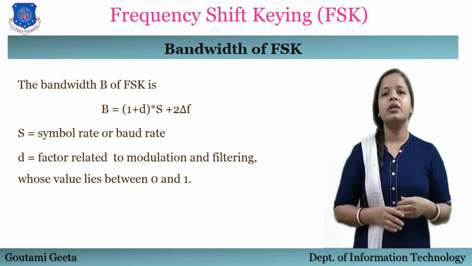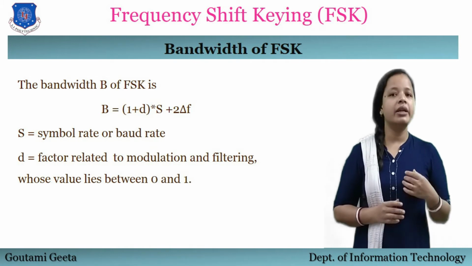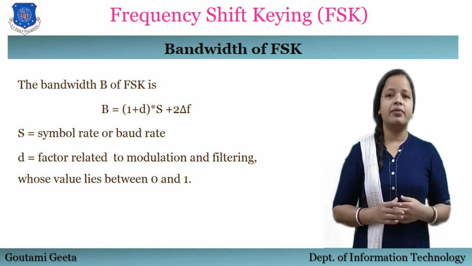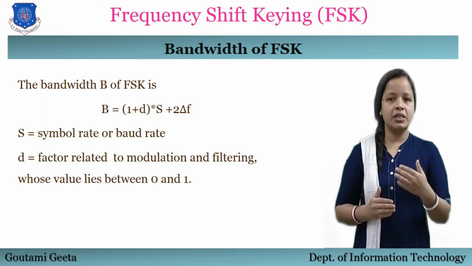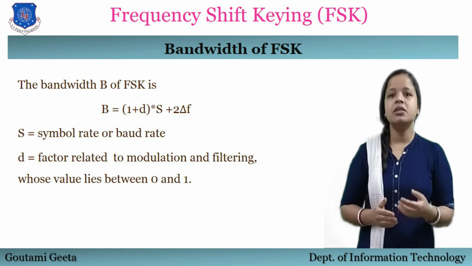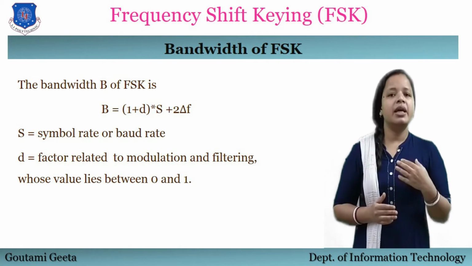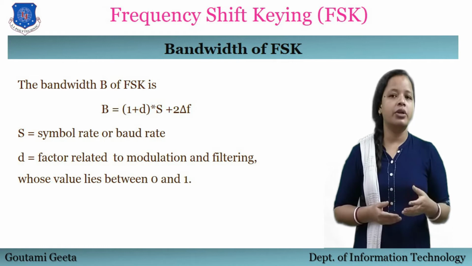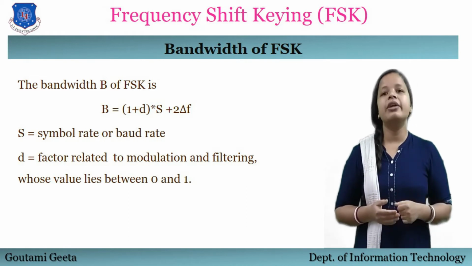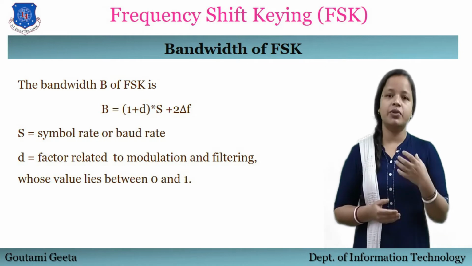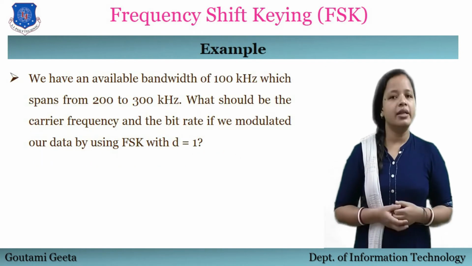If the difference between the two frequencies F1 and F2 is 2 delta F, then the required bandwidth B will be B equal to (1 plus D) multiplied by S plus 2 delta F, where S is the symbol rate or baud rate of the signal and D is a factor related to modulation and filtering, whose value lies between 0 and 1. Let's see an example.